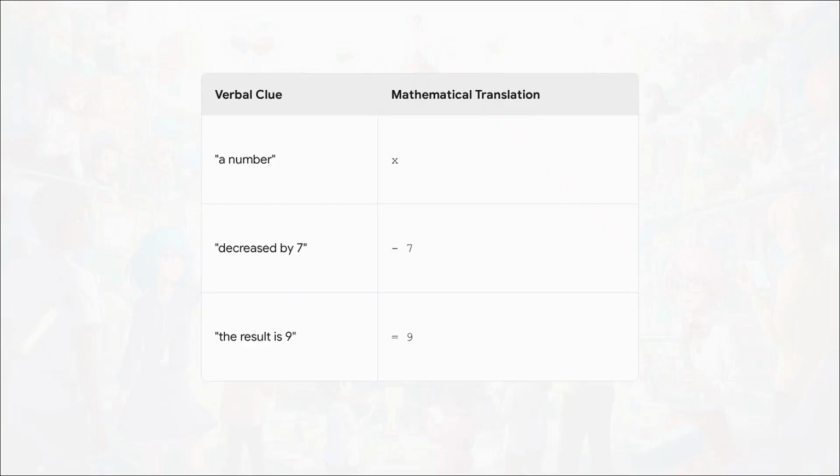And now for my favorite part, step 3. Translation. This is where we turn the English into math. A number? Well, we just decided to call that x. The phrase decreased by 7, that's just a fancy way of saying -7. And the result is 9, that's just code for equals 9. See? It's like a direct translation.